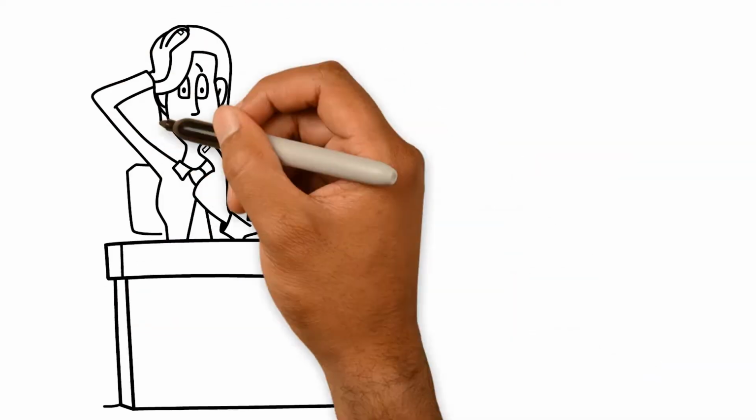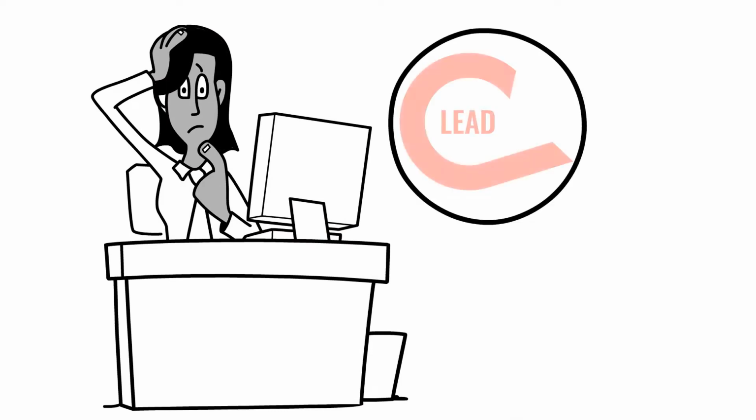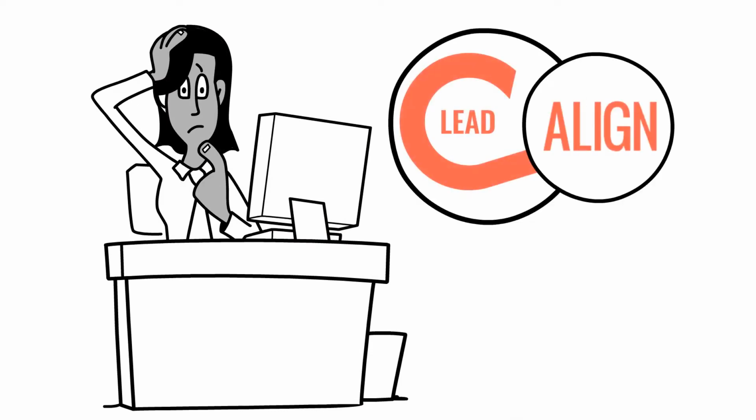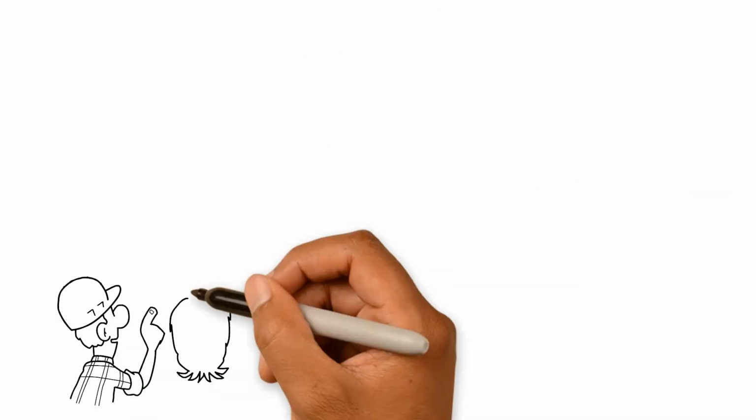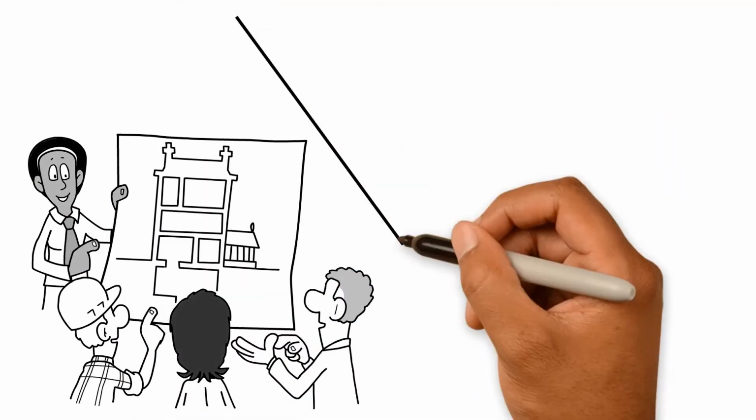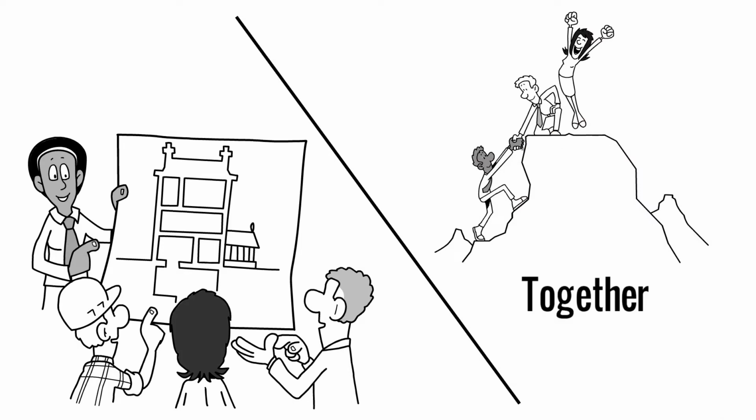Align. Setting direction is harder than it seems. And the next aspect of lead, align, is even tougher. What is alignment all about? Where set direction is about defining the target, align means going there together.